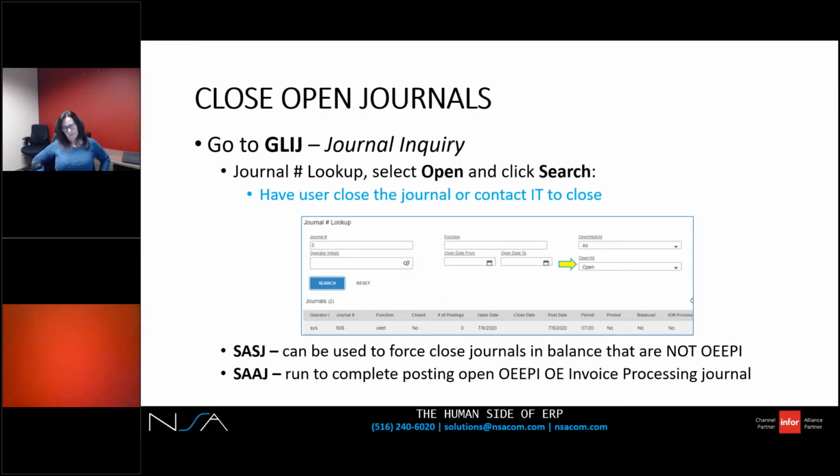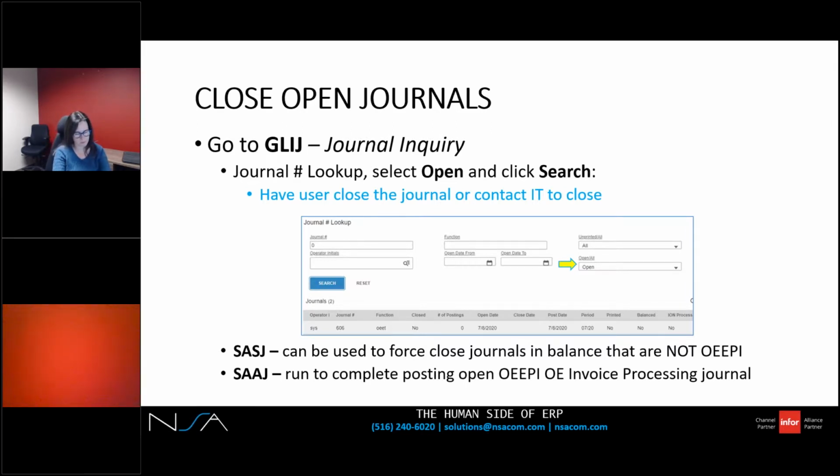Generally we want the user to close their journal, but you can go into SASJ, System Administrator Setup Journal, to force close journals that are in balance, as long as it's not an invoice processing journal. Don't do that. You'll have so many things go out of balance that OEEPI would update, it's not even funny. Instead, if it's an open OEEPI invoice processing journal, there's a process specific to closing those called SAAJ, journal recovery, and it will complete the processing of the OEEPI.